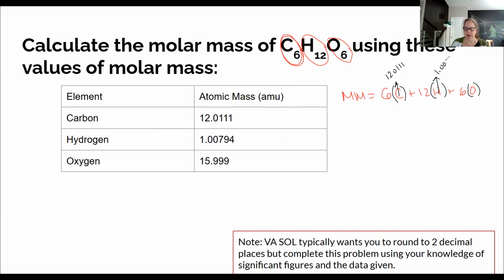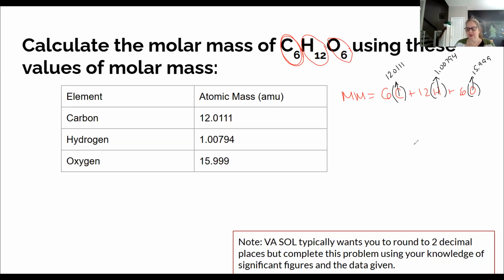So I'm going to use hydrogen 1.00794 and oxygen 15.999. Now I'm going to find this answer. Remember, it's like algebra. So it's 6 times 12.0111 plus 12 times 1.00794 plus 6 times 15.999. Remember, you can always pause and see if you get the same answer as me. You can try your rounding as well.